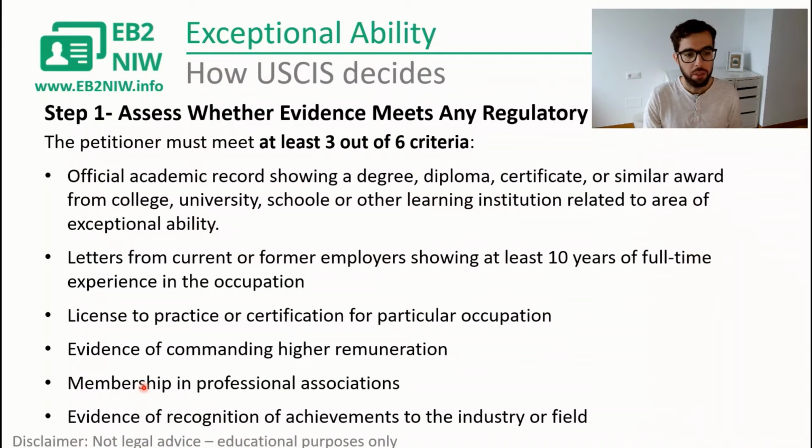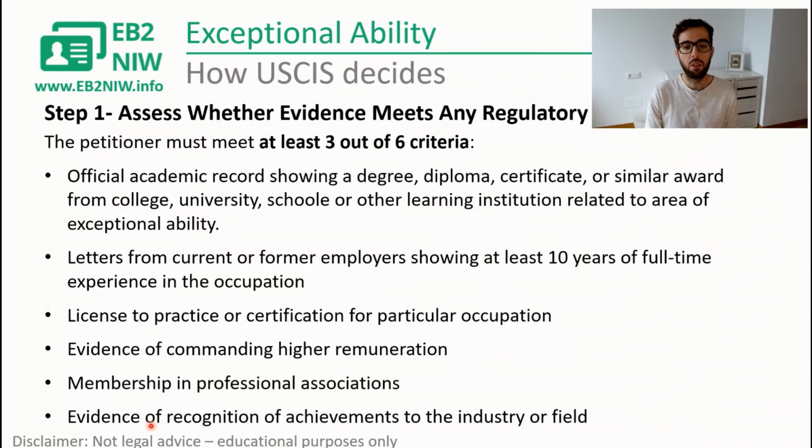The number 5 out of the 6 is membership in professional associations. And this is an important distinction with the EB1 category in which you have to show that you're a member in professional associations that don't accept anyone, only the top people in the field. Here, you just have to show that you're a member in an association, even if it's an association where you just pay a fee and you have been a member for a while, you can show that here.